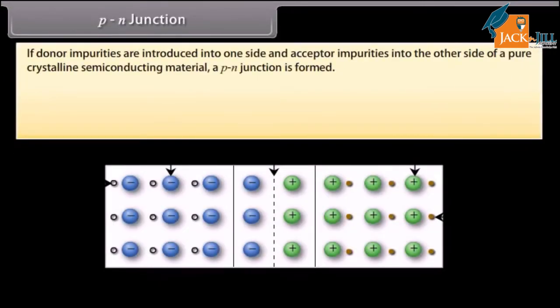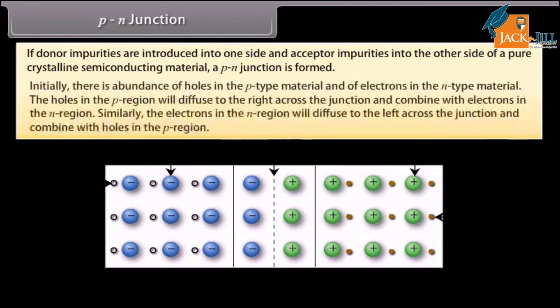P-N junction. If donor impurities are introduced into one side and acceptor impurities into the other side of a pure crystalline semiconducting material, a p-n junction is formed. The donor ion is indicated by a positive sign because after this impurity atom donates an electron, it becomes a positive ion. The acceptor ion is indicated by a minus sign because after this atom accepts an electron, it becomes a negative ion.